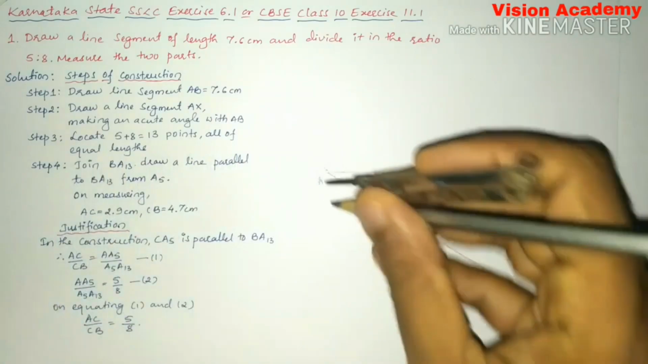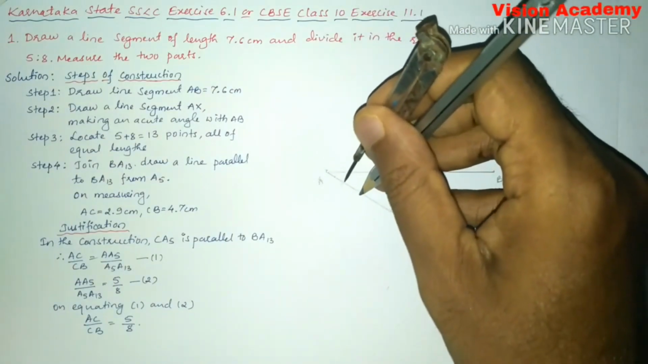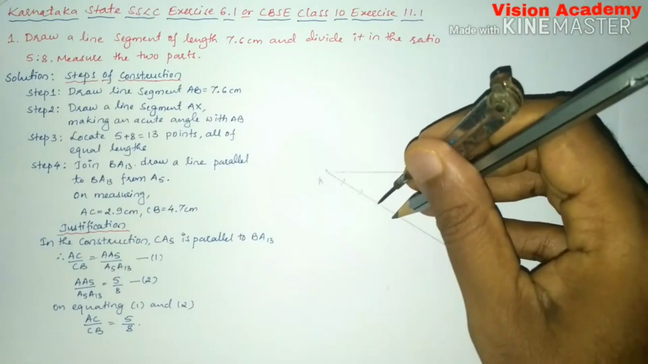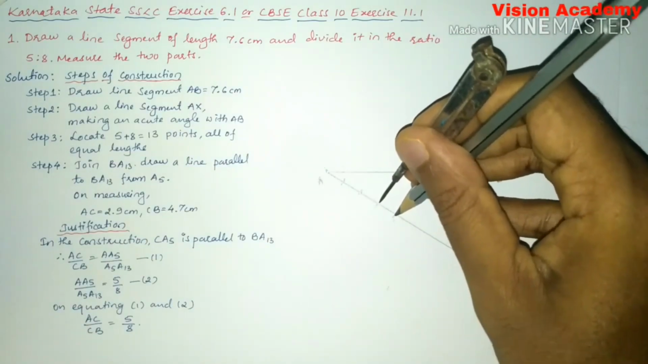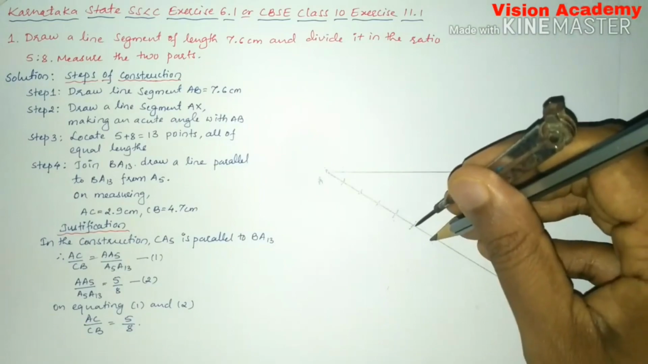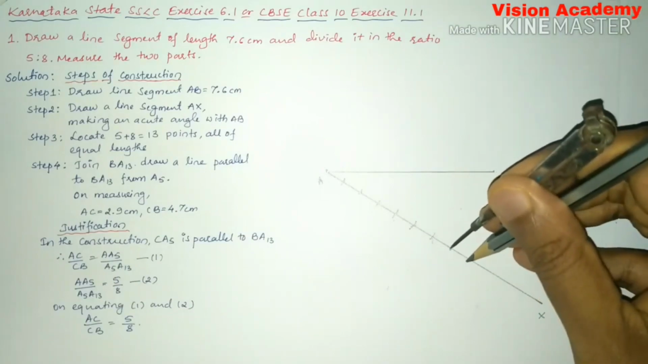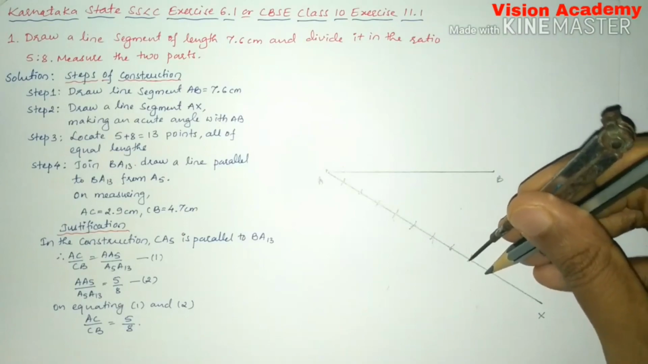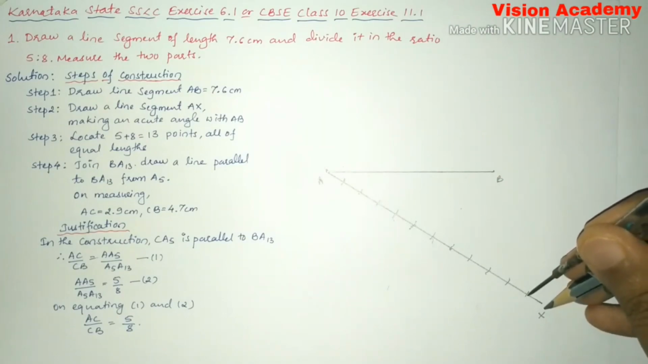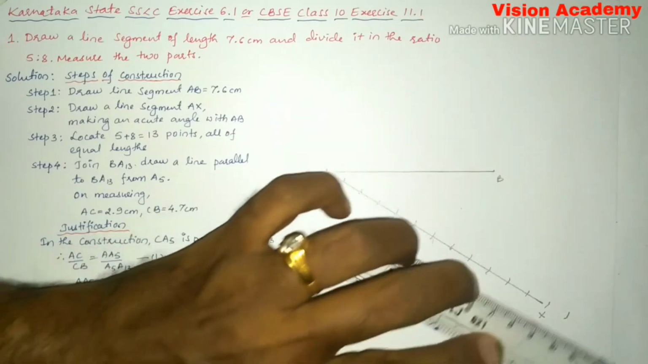Now we have to cut from the point A 13 sections. 1, 2, 3, 4, 5, 6, 7, 8, 9, 10, 11, 12, 13. So let us continue this line.